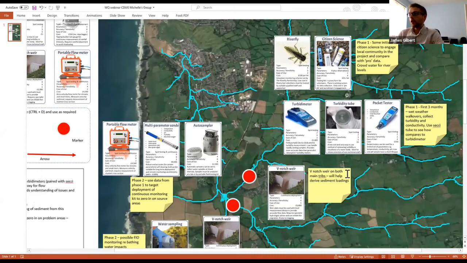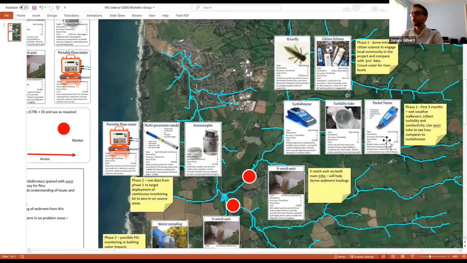Furthermore, we'd also include pocket testers to take a measurement of conductivity. The idea being that could help inform the flows that were present at the time of taking a sample.